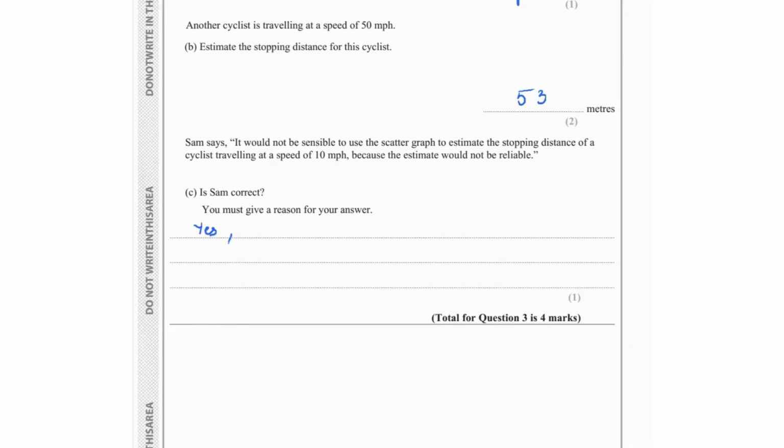Yes, because 10 miles per hour doesn't fall in the range of the line of best fit.